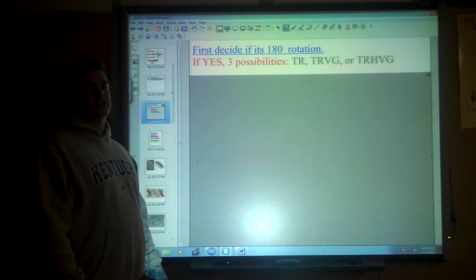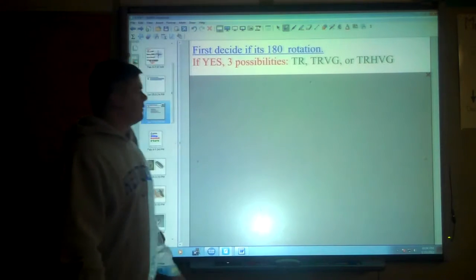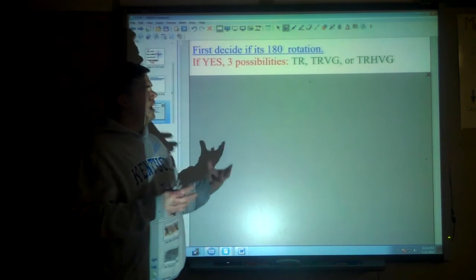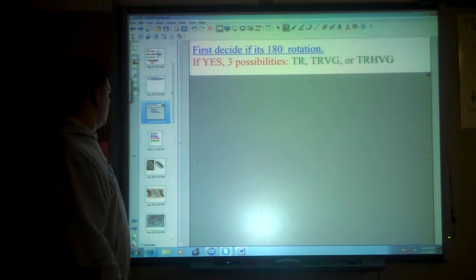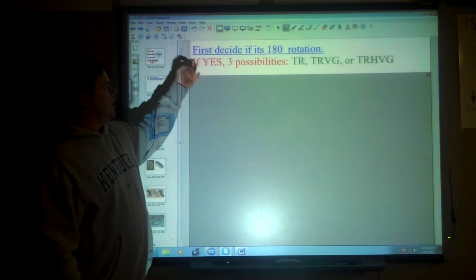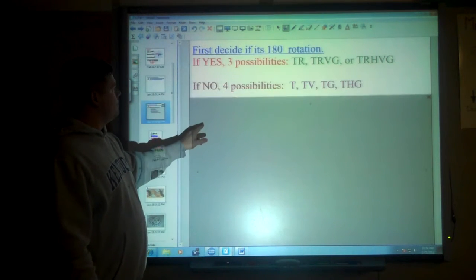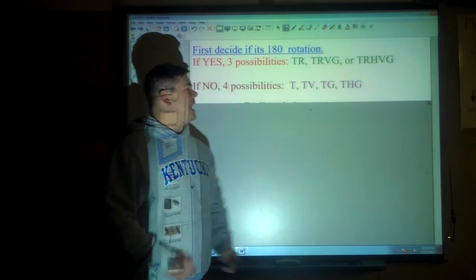If you decide that it's yes, these are going to be our possibilities, and I'm going to explain those a little bit further. You could either have TR, TRVG, TRHVG. Those are the only three possibilities you can have if you answer yes to the 180-degree rotation. If you say no, it will not rotate onto itself, then these are your four possibilities. You could have T, TV, TG, and THG.